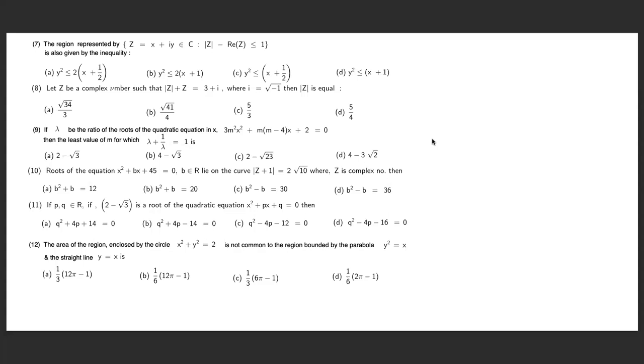Now let us look at the seventh problem. Here z is a complex number. We have to compute this, and this is an inequality, also given as an inequality. Let us check this. So let us solve this problem.